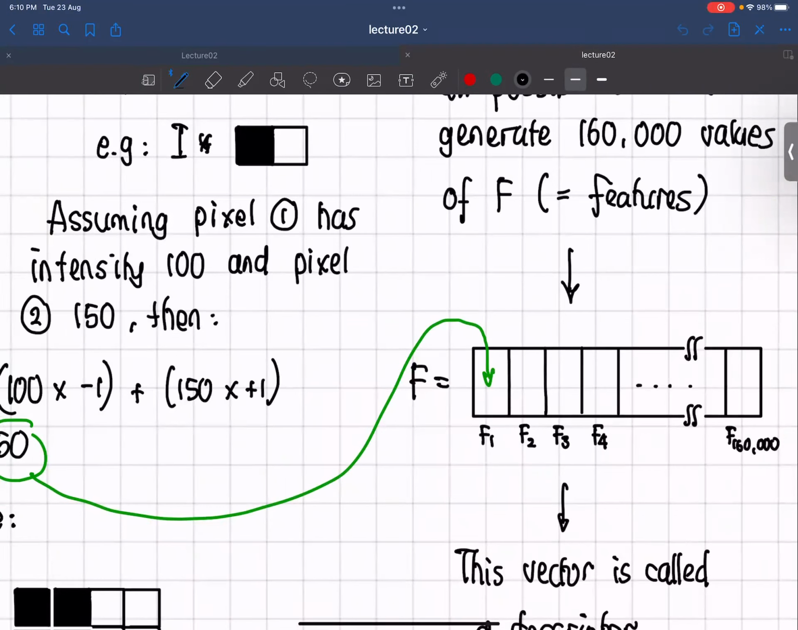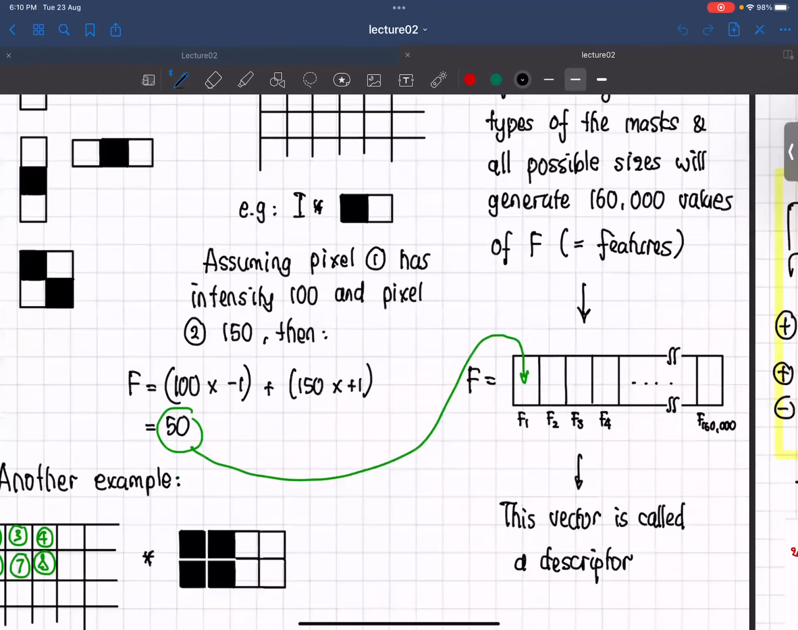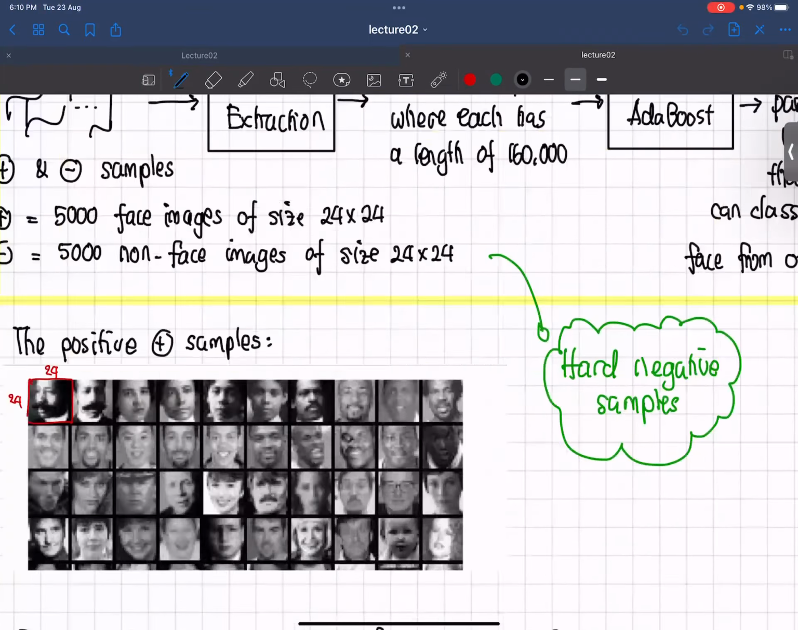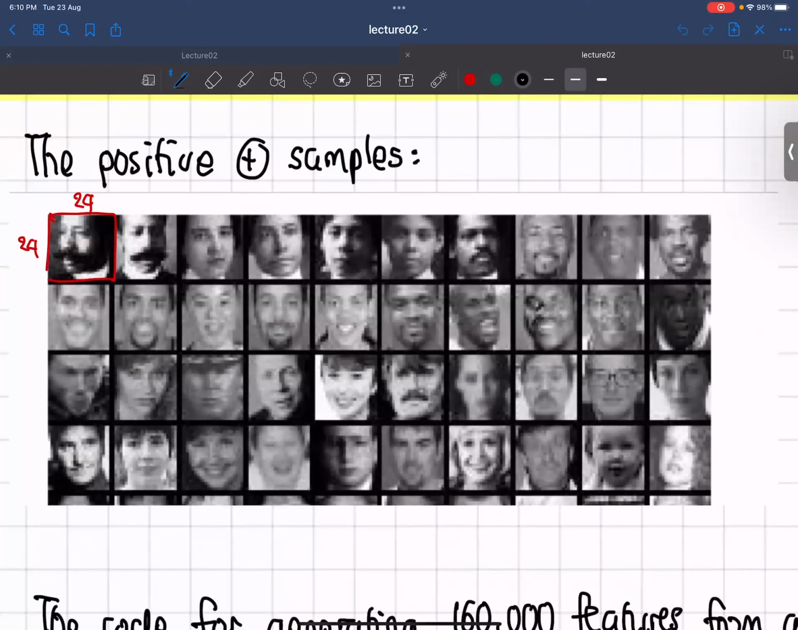So if you have 5,000 faces, if you have 5,000 positive samples, how many vectors will you have? It will be 5,000 vectors. So one image will have 1 vector. 5,000 images, you will have 5,000 vectors. Any questions so far?